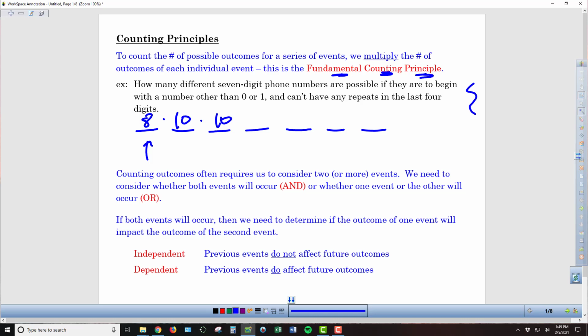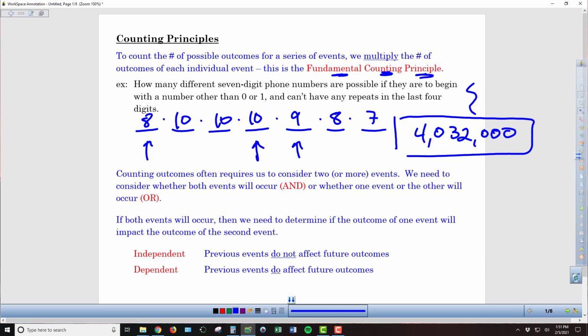And then we can't have any repeats within the last 4. So that means for the first of those last 4 digits, we have the full complement of 0 through 9. But then whatever gets used here, I don't have available for the next digit. So that means I only have 9 options here. And then for the next choice, I can't use either of the 2 that I used in these 2 slots. So that means I only have 8 options. And then by the same pattern, we only have 7. Multiplying this out gives us a grand total of 4,032,000 possible phone numbers under these conditions.